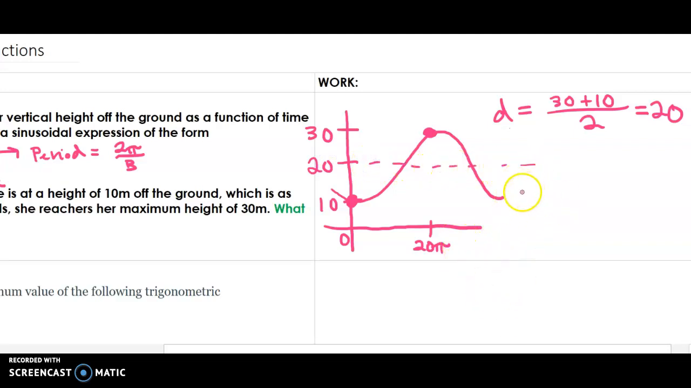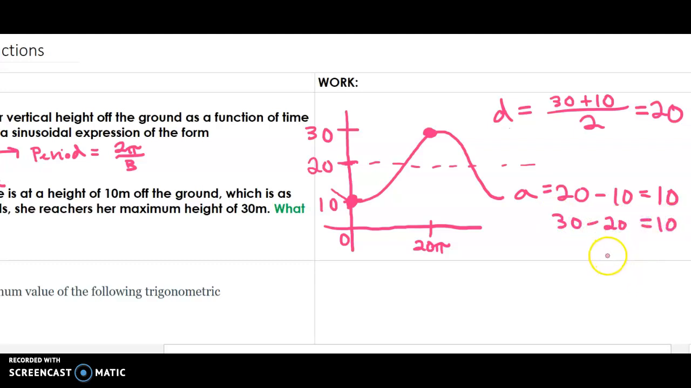Next, let's talk about our a value, because our a value, our amplitude, and our midline are very closely correlated to each other. If we have one, we pretty much have the other. Again, our amplitude is the distance between our midline, which is 20, and a min, which is 10. So we'll just do 20 minus 10 equals 10. We can also find our amplitude as the max minus the midline. So 30 minus 20, which of course gives us 10 as well.